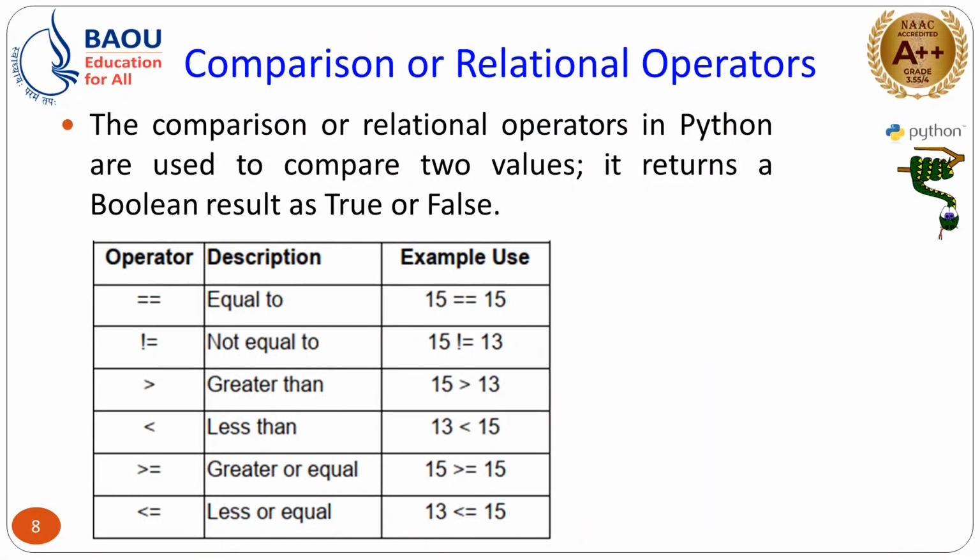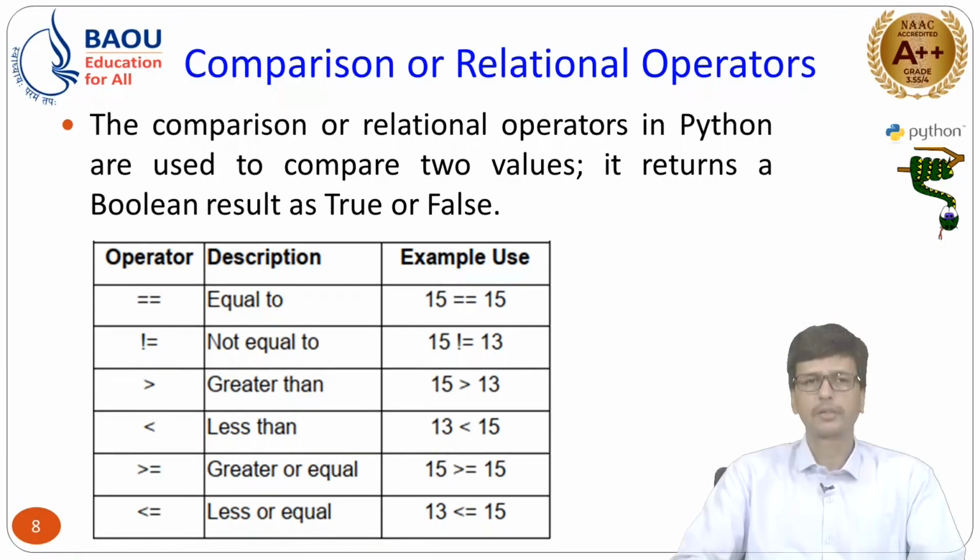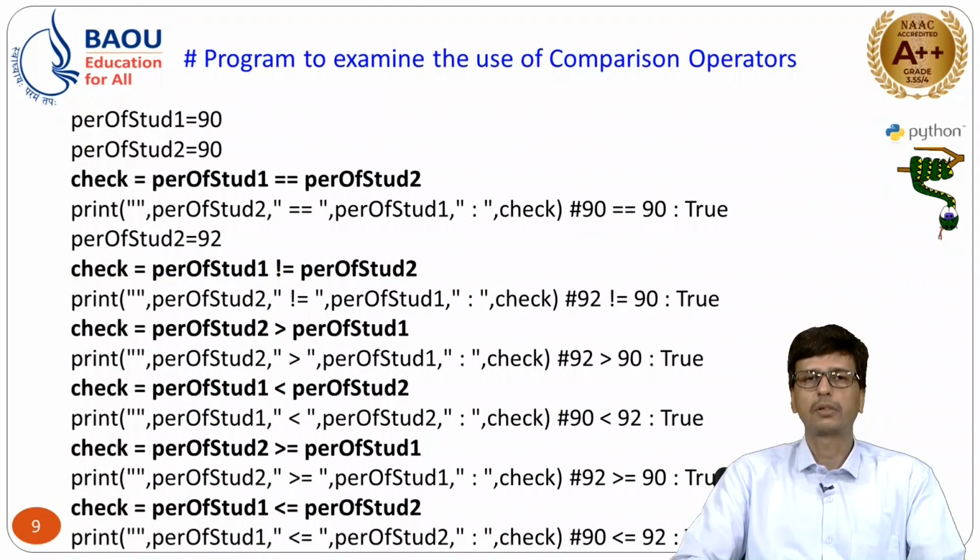Then the next operators are comparison or relational operators. If you want to compare two values, in that case you use these comparison operators. That includes double equal to, to check whether both the values are equal or not, same or not. Then the exclamation mark and equal to sign, that is not equal to. Then greater than, less than, greater than or equal to, or less than or equal to, right. So these are the operators that come under comparison or relational operators.